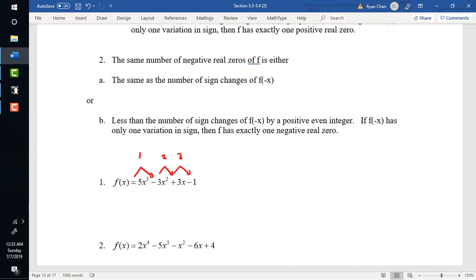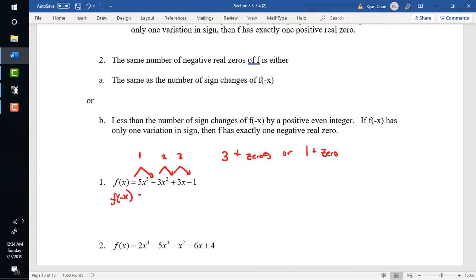What is that saying? We could either have 3 positive zeros, or I could have 1 positive zero, because I'm going down by 2s. Now, this is not really helpful to us. So what I'm going to do next is f of negative x.